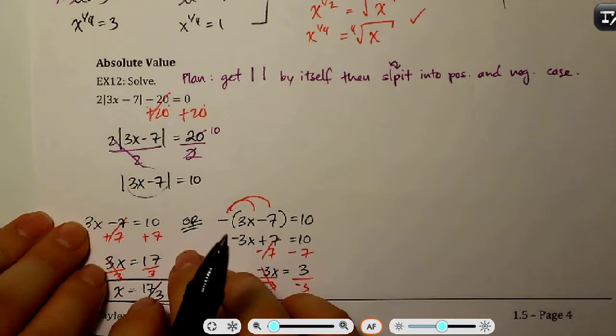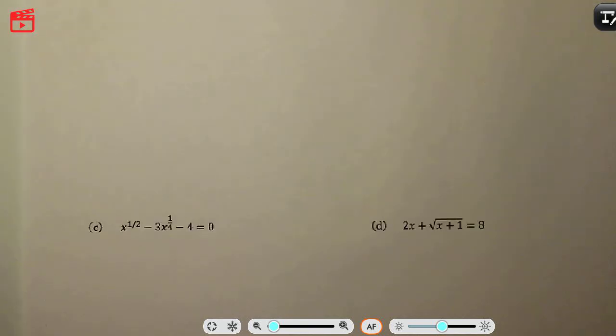Okay, so that is it for 1.5. That was a lot of information, but good thing it's recorded.